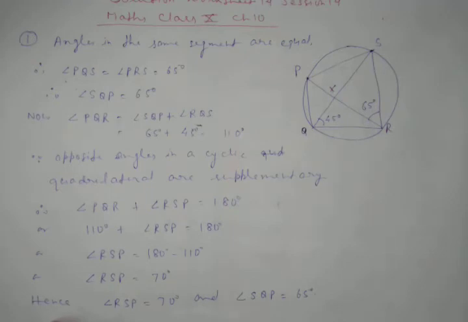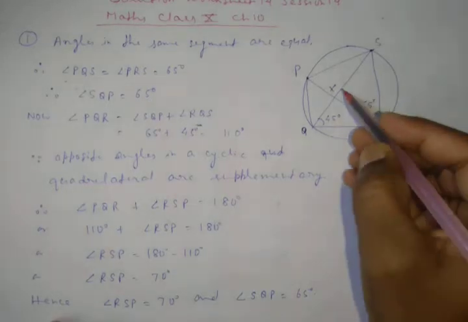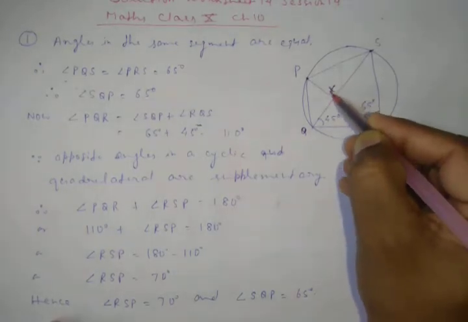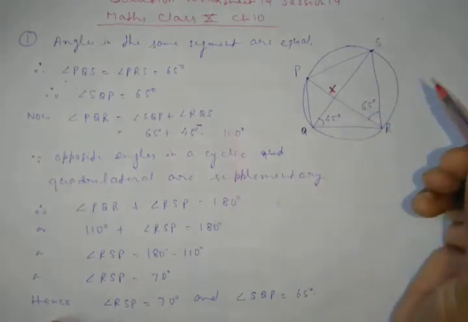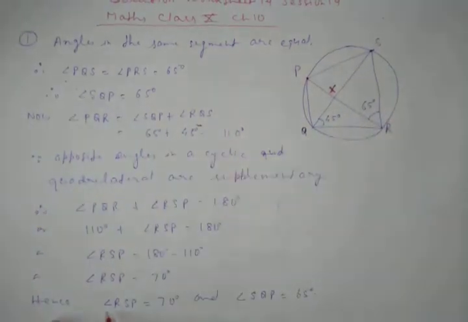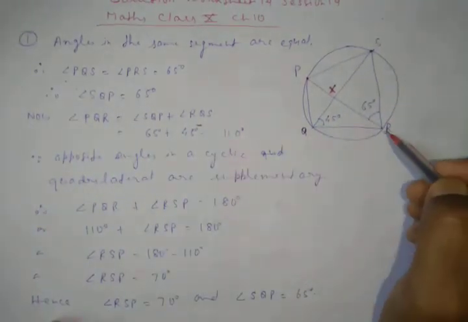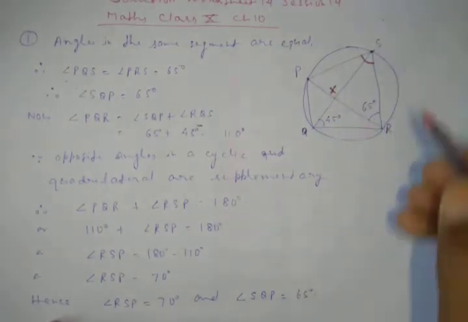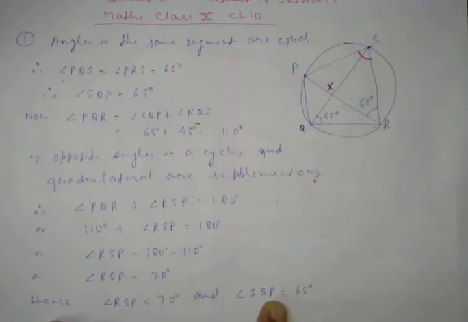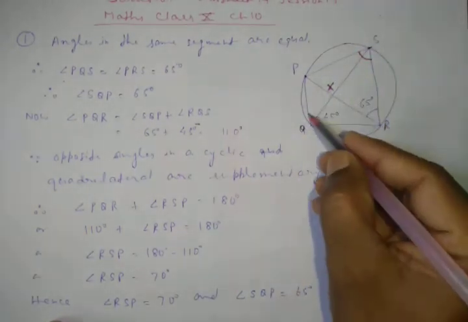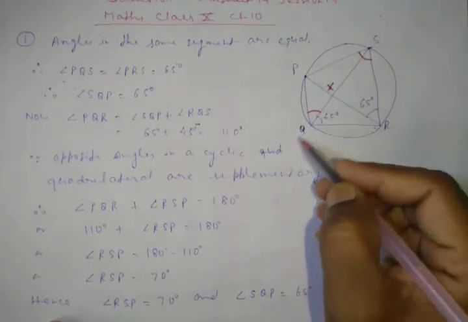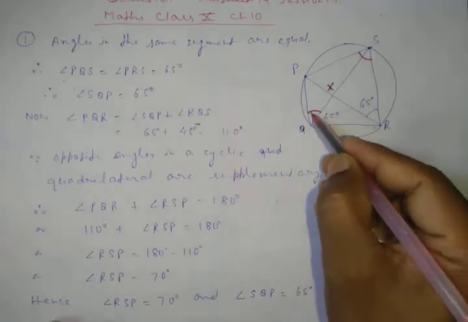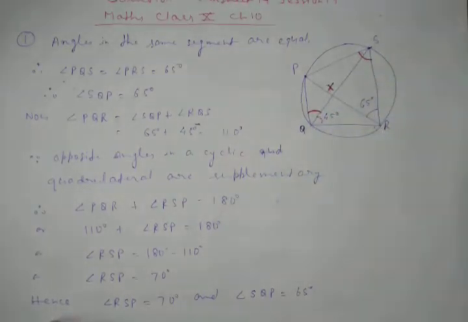So how will we find this x? Oh, this is not x actually, sorry. This is the point x actually. We have to find here angle RSP, that is, this whole angle, and we have to find here angle SQP, that is, this angle. So we have to find this angle and this angle. So how will we start here?